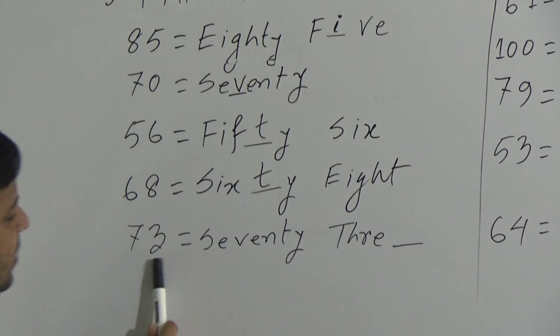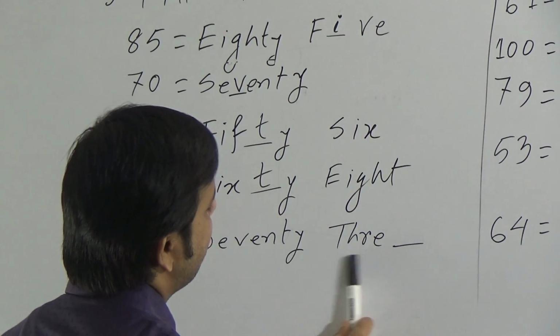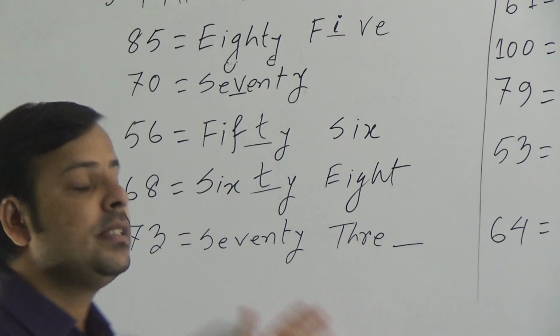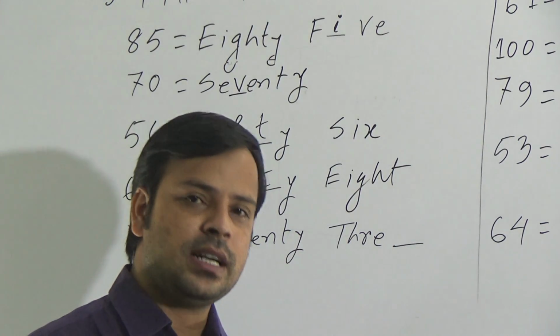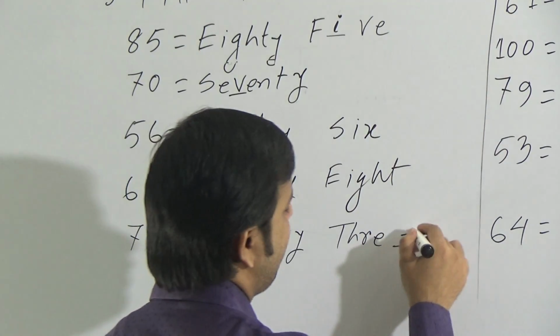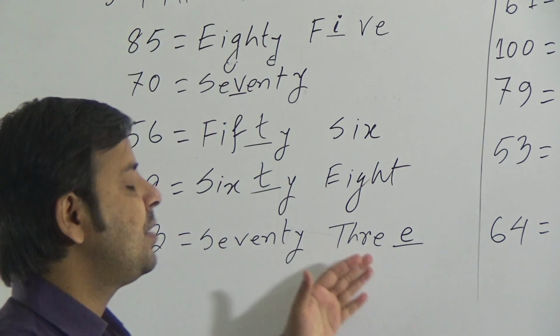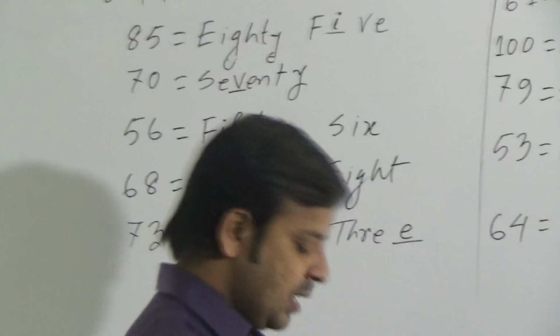73. Now see here 70. Here we need 3. And the spelling of 3 is T-H-R-E-E. So here is a blank. We need to write E in the blank. To write 3, we need E here. Okay dear students, now go to the next one.